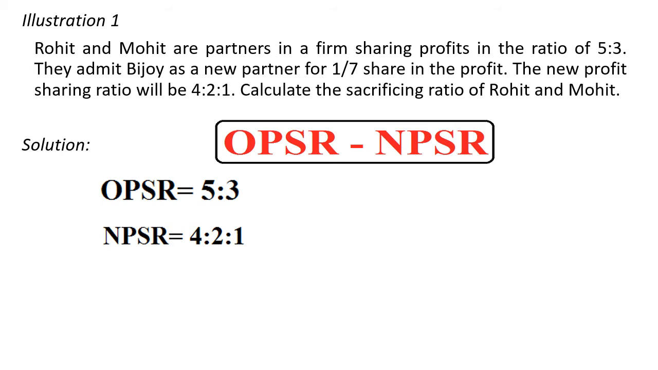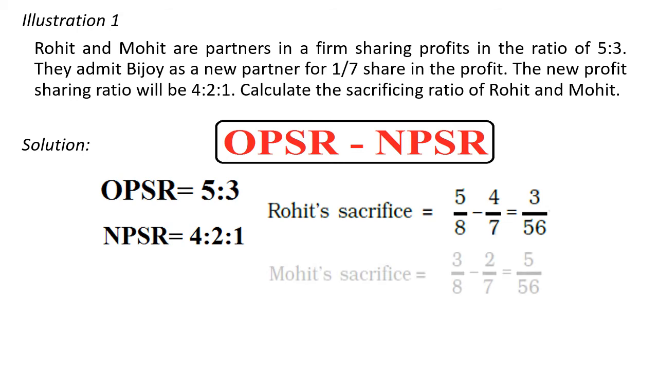So first, Rohit's sacrifice is equal to OPSR of Rohit, 5/8, that is 5:3 written as 5/8, minus 4/7. What is this 4/7? The new profit sharing ratio of Rohit, that is 4/7. So 5/8 minus 4/7 comes to 3/56, right? Then the next partner, Mohit's sacrifice is equal to 3/8, the OPSR of Mohit, minus the new profit sharing ratio 2/7. So 3/8 minus 2/7 comes to 5/56.